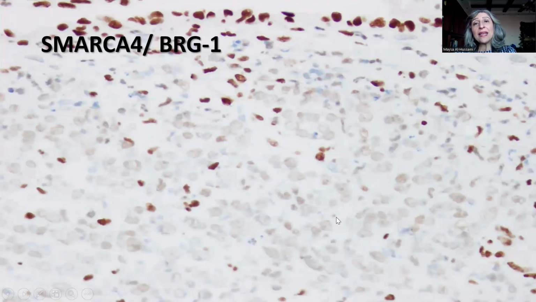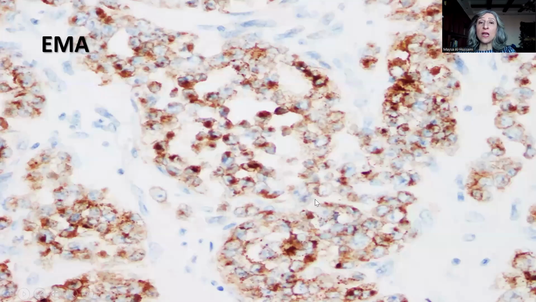Now, remember that the classical teaching is that you have to see total loss of the nuclear stain in the tumor cell nuclei compared to the positive internal control, for example, the fallopian tube lining. However, some articles really describe attenuated staining pattern rather than the complete loss of the staining, which is still an acceptable criteria to support the diagnosis of this type of tumor.